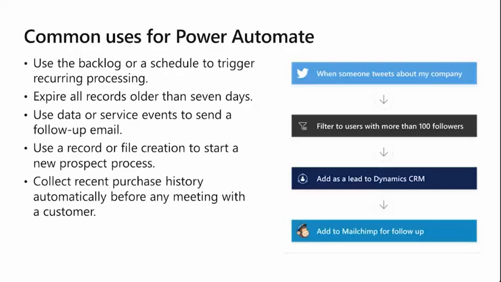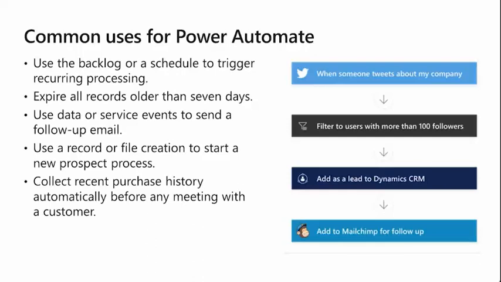So here I have an example of one of the automations. When someone tweets about my company, I only want to see it for users who have more than 100 followers. If someone only has 2 followers, I'm not interested in that. But I can filter it to more than 100 followers, and then if they have more than 100 followers, add them as a lead to my Dynamics CRM.